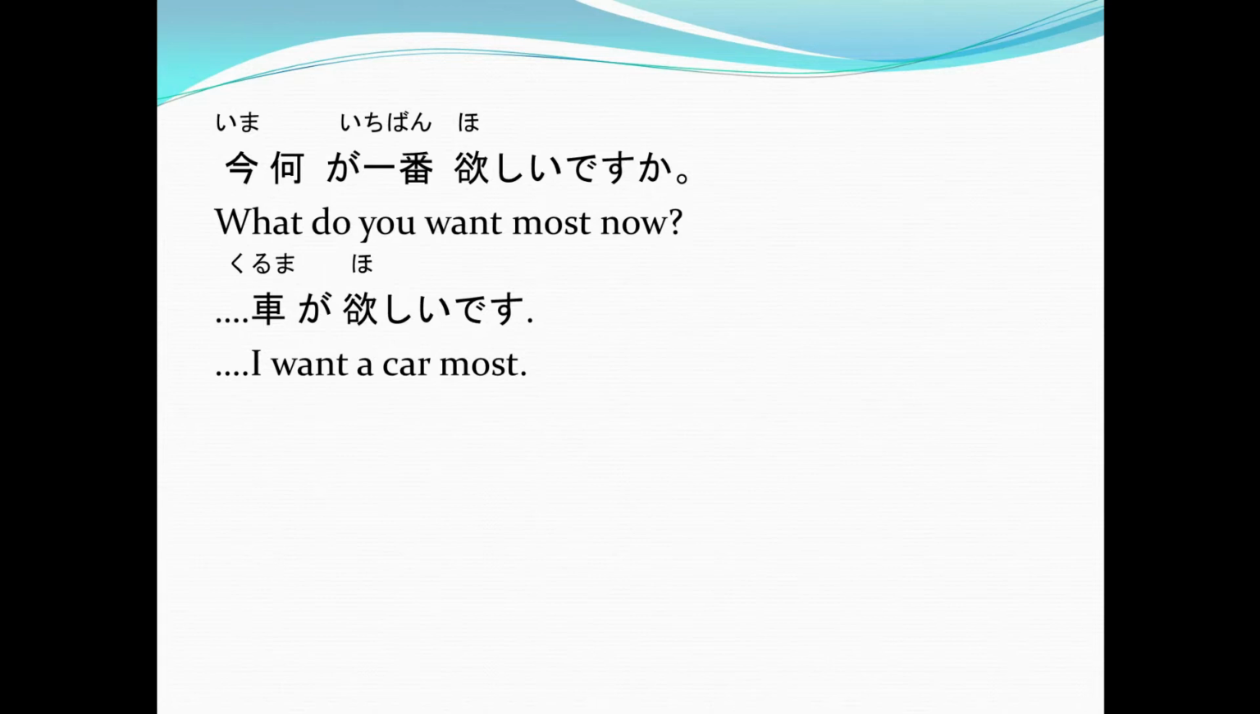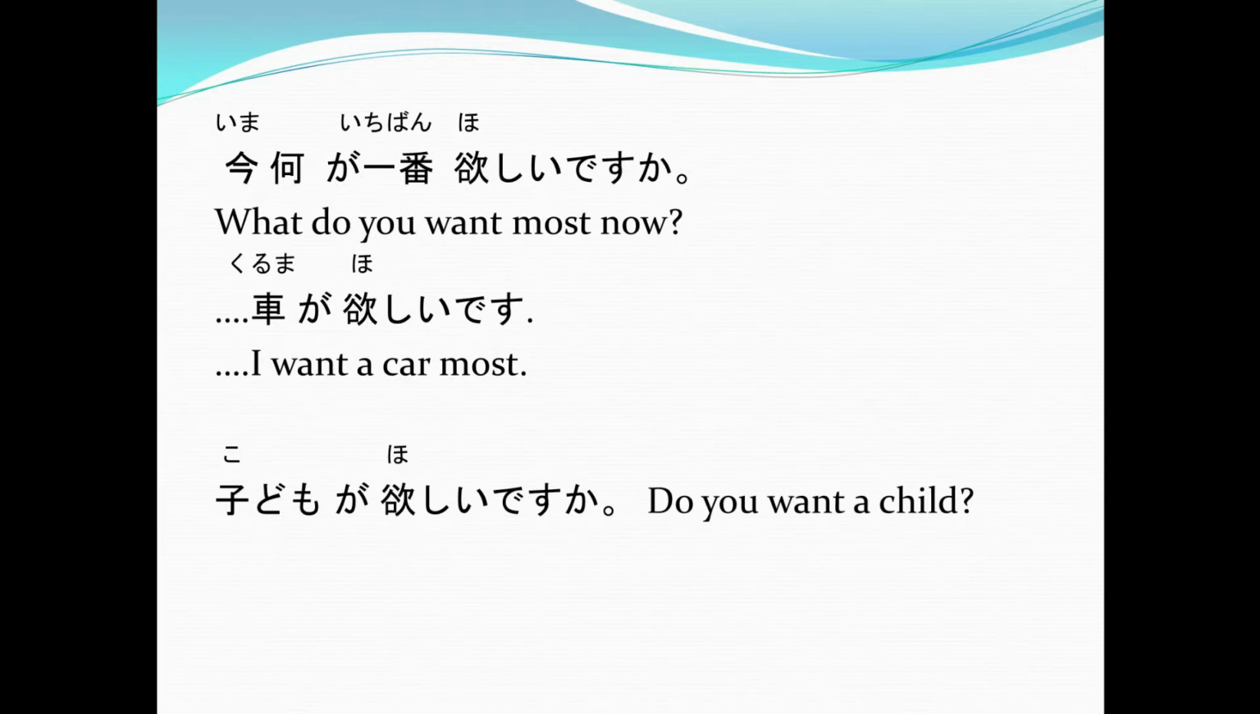Now, you could also ask the person or your listener directly about the object if he or she wants it. Example, kodomo ga hoshii desu ka? Or do you want a child? And if they don't want it, you could answer like this. Iie, hoshikunai desu. Or no, I don't. Remember, hoshii is considered as an E adjective. So, if the answer is negative, you just have to remove the last I, then add kunai desu at the end.